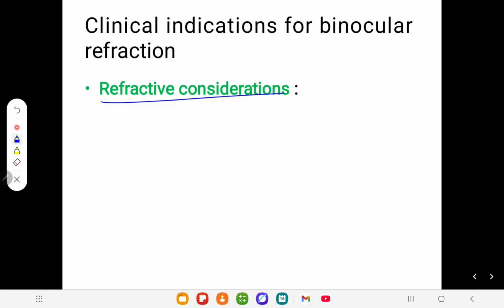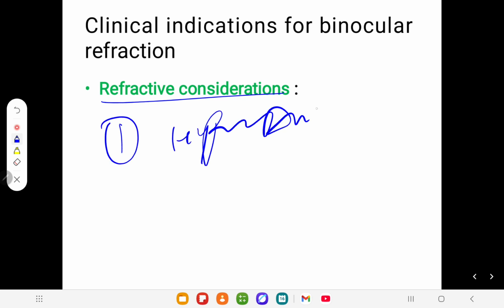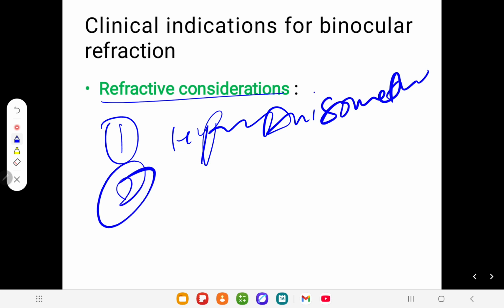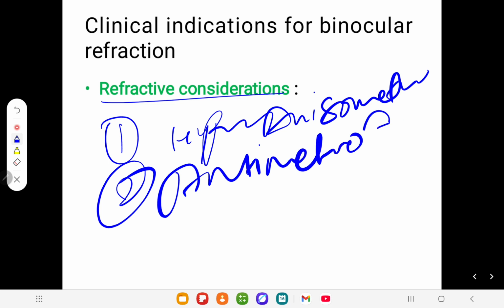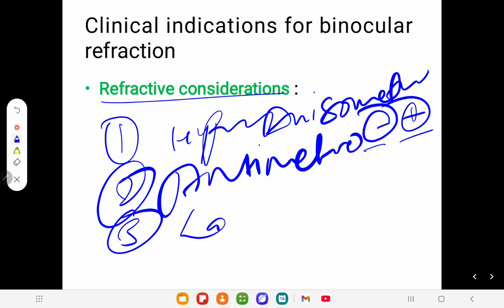In case of refractive considerations, we are thinking like this. See, hyperopic anisometropia, that is one condition. Second, antimetropia. I think you know antimetropia, isn't it? In antimetropia, one eye is minus, another eye is plus. Sorry, one eye is myopic, another eye is hyperopic. And the same goes for latent hyperopia.